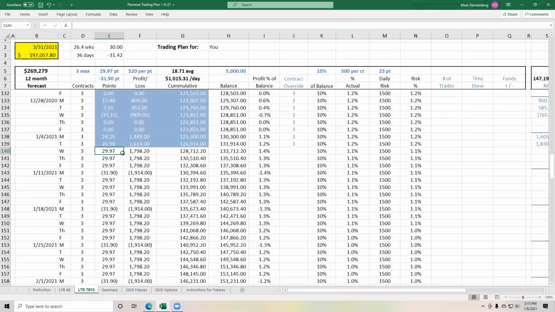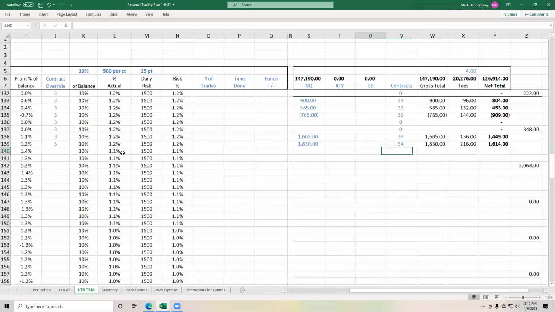Jump into our other category here, which is the trend bias and trend continuation signals. I've already got Monday and Tuesday recorded. $1,605 of profit, 39 contracts total. That would be 13 trades. And then $1,830 of profit yesterday, 54 contracts in total. And then today we lost 10.25 points, and at $20 a point times 3 contracts, that's a $615 loss. And then we did 15 trades for 45 contracts.